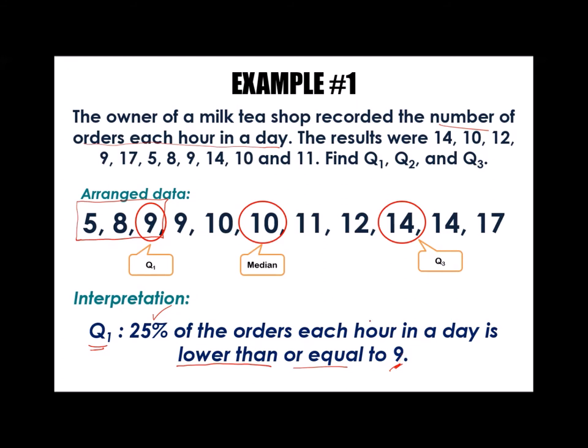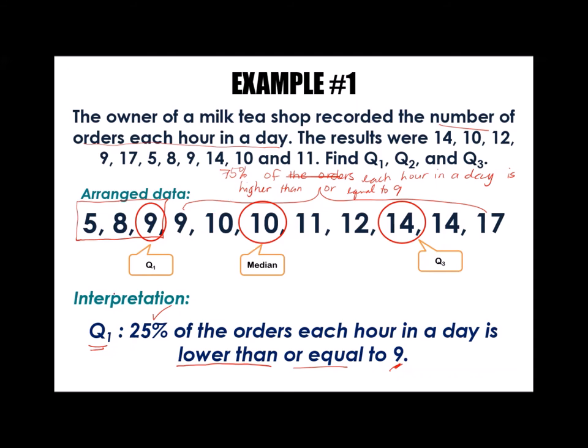Meron pa siyang ibang klaseng interpretation. Pwede mo rin i-interpret yung nasa kanan niya. At ilang percent yon? We are talking about here, syempre, kabaligtaran ng 25%. On the other side, that is 75%. So 75% of the orders each hour in a day is, pansinin nyo yung nasa kanan niya, lower than ba? Mas mababa pa rin ba? Of course not. Kasi nasa kanan na siya eh. So, we will now interpret it as higher than or equal to 9. Kung mapapansin nyo, may 9 din sa kanan niya, di ba? So, ibig sabihin, possible nga talaga na may makuha tayong mga equal values. Okay? So, ganun po mag-interpret ng quartiles.